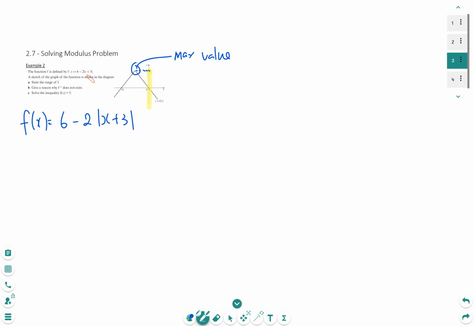Now, let me ask you a question. What is the lowest value you can come up with from a modulus expression? For example, what is the smallest value that you can get out of modulus x? Imagine x could be any number. What is the smallest you can get? The answer will be 0. The minimum of any modulus will be 0.